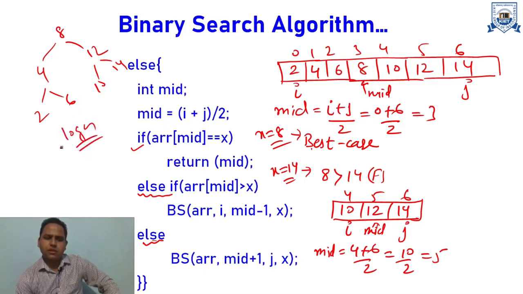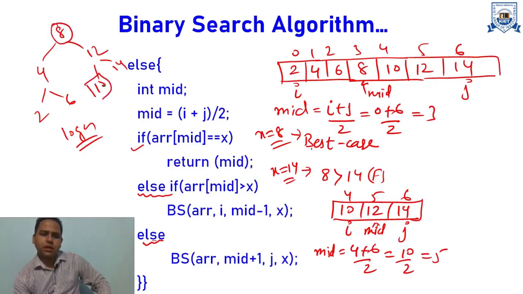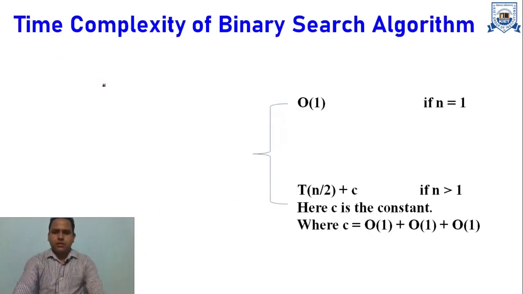Log n. So we can say the time complexity of binary search is also log n, because in order to go from the root to the desired element, we are traversing the whole path of the tree. So it will take log n. Okay, so this is binary search.